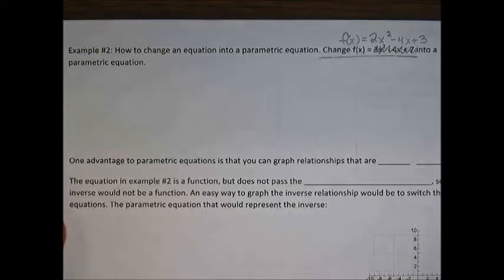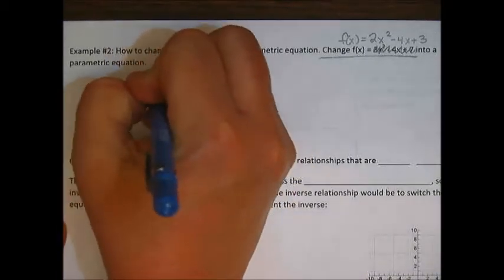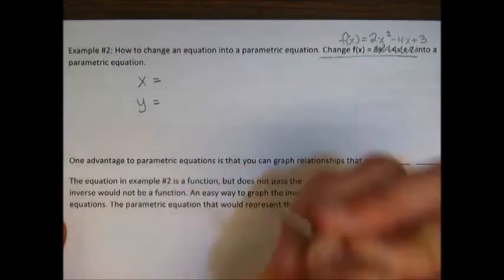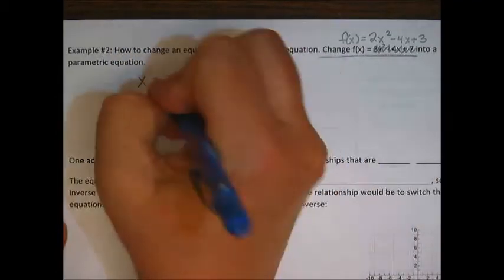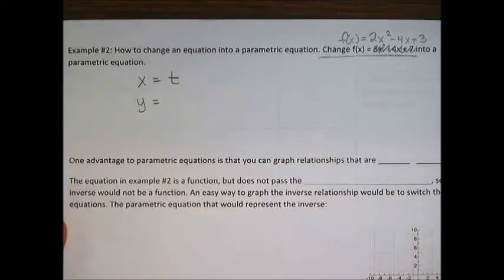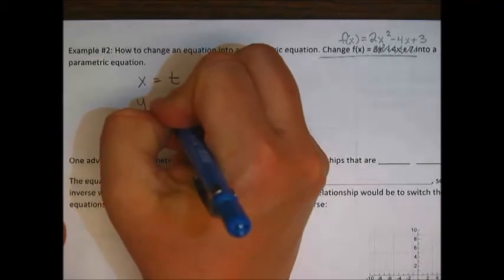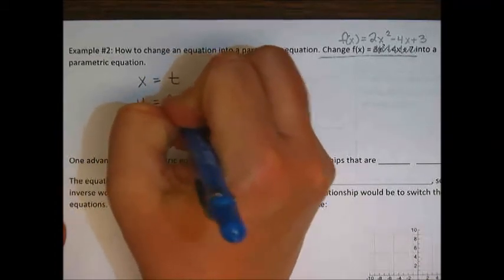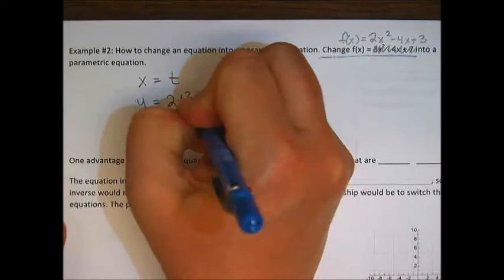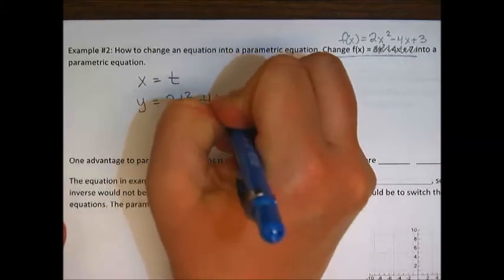If you're going to change a regular equation into parametric, you want to have an equation for x and you want to have an equation for y. A simple way to do this is if you let x equal t, then to find the y equation you just let the y value equal the function, but instead of having x's, we need to use the other parameter. We need to use t.